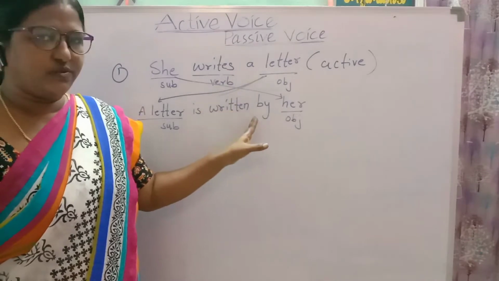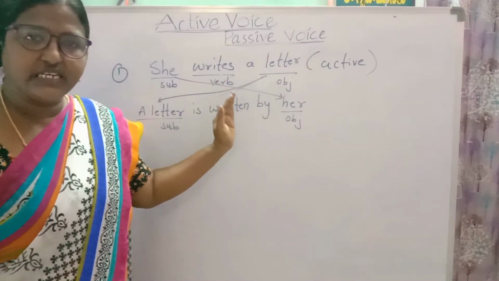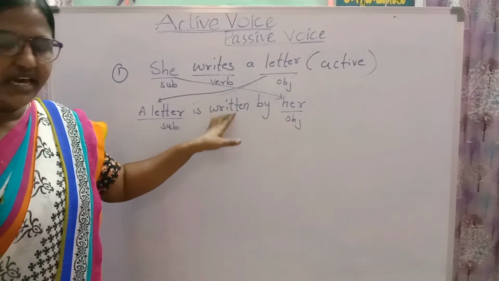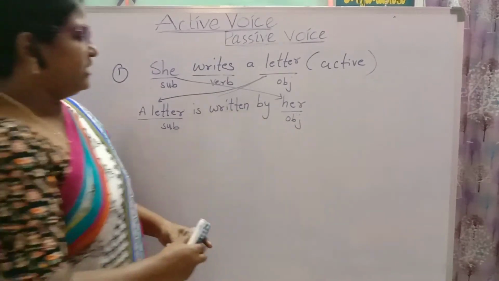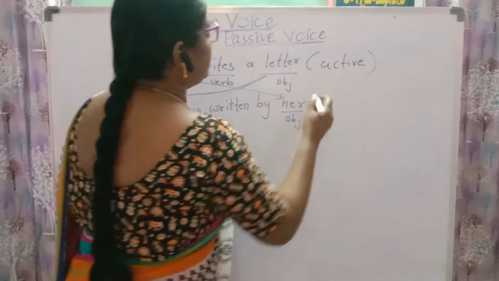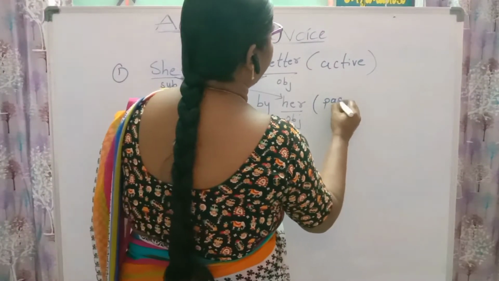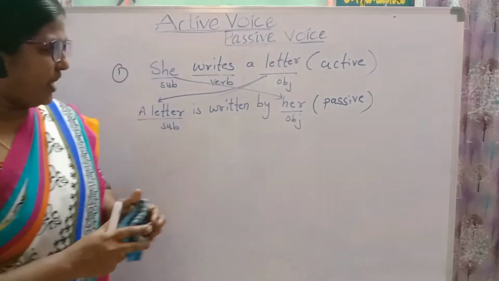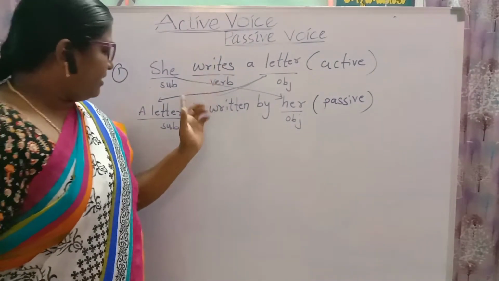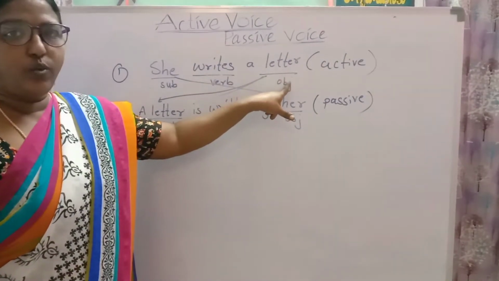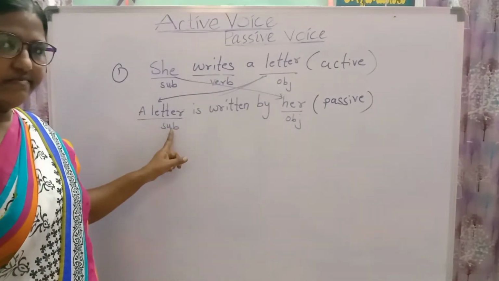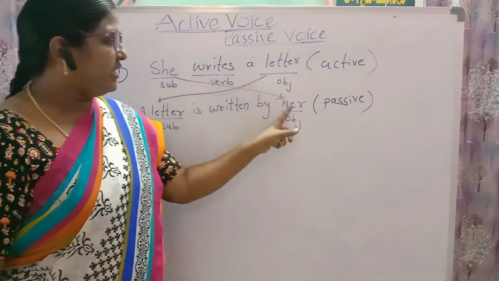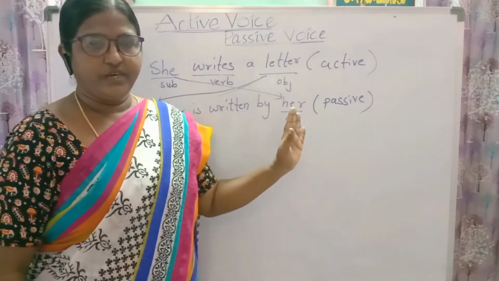Then what is passive voice? When something else is turned into the subject, then the sentence is said to be in passive voice. A letter is written by her. This sentence is in passive voice. In passive voice, the object in the active voice becomes the subject and the subject in active voice becomes the object.